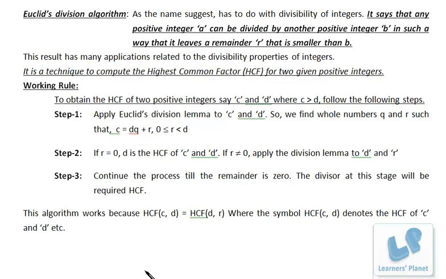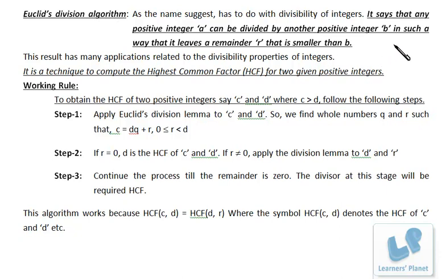Now, friends, let's discuss Euclid's division algorithm. As the name suggests, it has something to do with divisibility, or we can say division of integers, right? It says that any positive integer a can be divided by another positive integer b in such a way that it leaves a remainder r that is smaller than b.